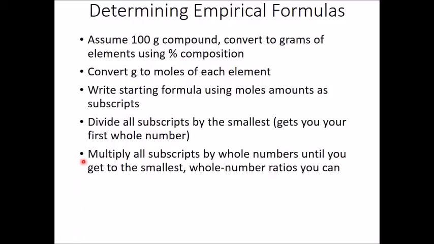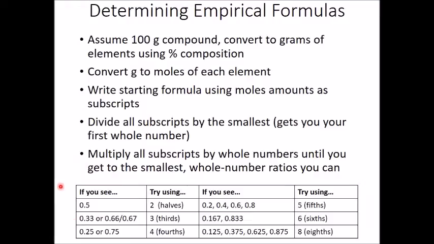Then you're going to multiply all of the subscripts by whole numbers until you get to the smallest whole number ratios you can. So if you happen to get to all whole numbers, but you notice you could divide everything by 2 or divide everything by 3 and still be in whole numbers, you should do that to get to the empirical formula. And this step is where it can be very useful to have memorized the decimal amounts of certain kinds of fractions, because you can multiply by the denominator of that fraction amount to get to a whole number. For example, if you see you have one of your subscripts ending in a 0.5, you can multiply things by 2, because if you multiply a half by 2, you get to 1.